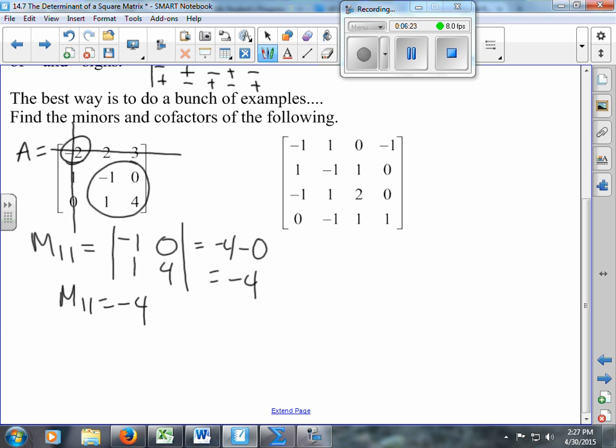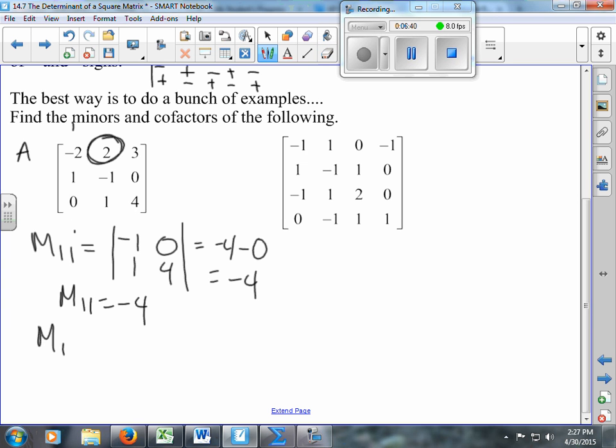Okay, now there are 9 entries in this 3 by 3 matrix. There are 9 numbers in there. And every single one of them has a minor. And we're going to work on finding all of them. Okay, so now let's work on the next one. I'm going to erase all this. Let's go to this entry right here.